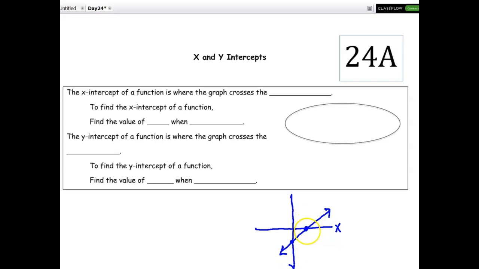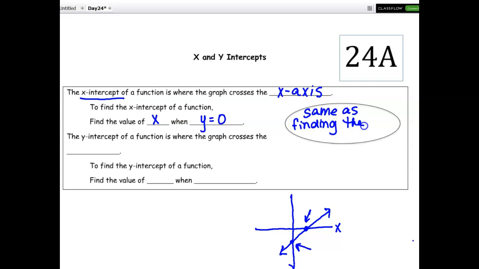Okay, this is known as the x-intercept. And this point here would be known as the y-intercept, where it crosses the y-axis. So the x-intercept of a function is where the graph crosses the x-axis. Okay, so we're going to find the value of x when y is equal to 0. So that's the same as finding the zeros of a function. Okay, and we did that last unit. So same as finding the zeros. All right, the y-intercept of a function is where the graph crosses the y-axis. Okay, to do that, we're going to find the value of y when x is equal to 0.